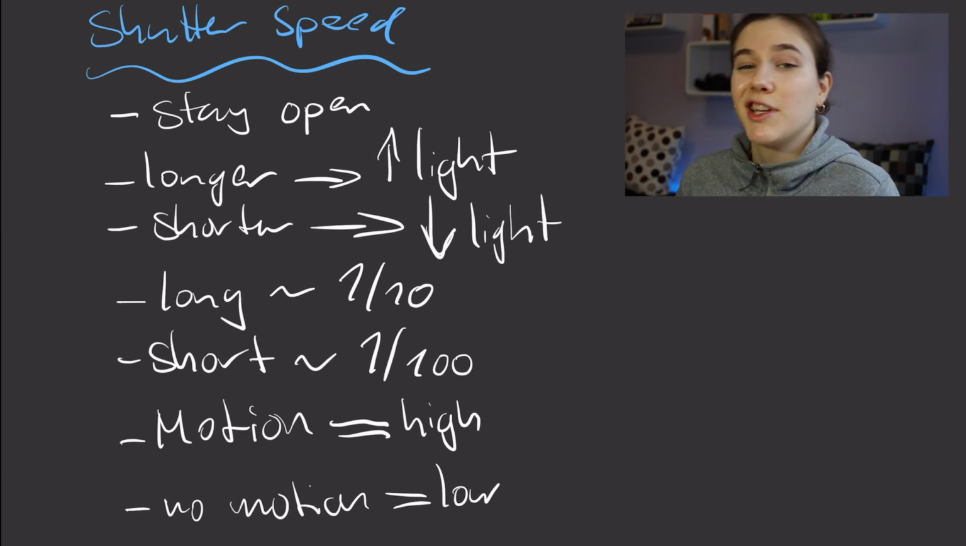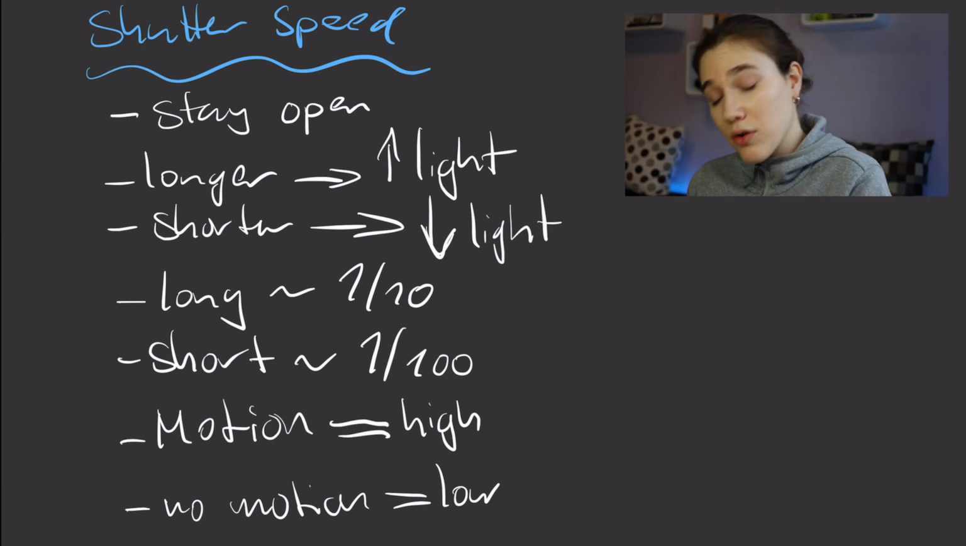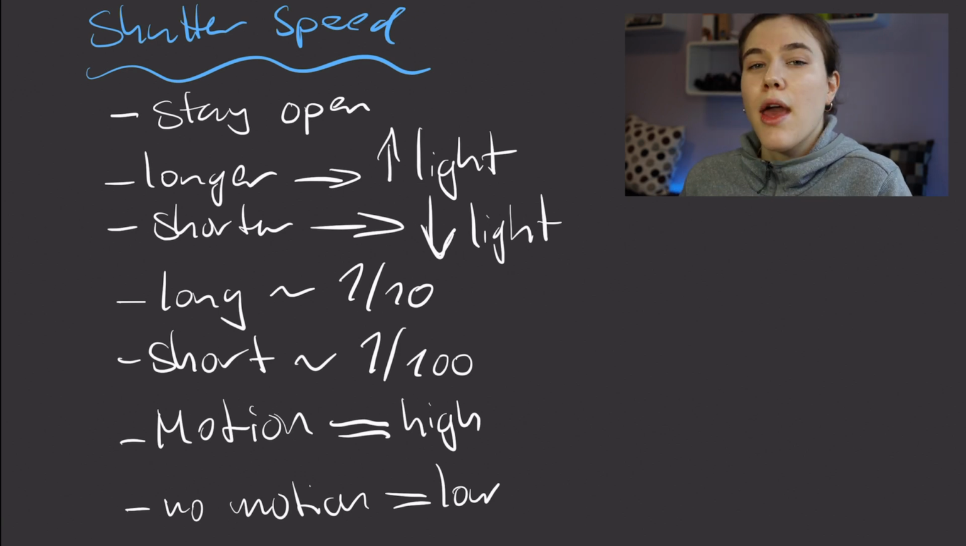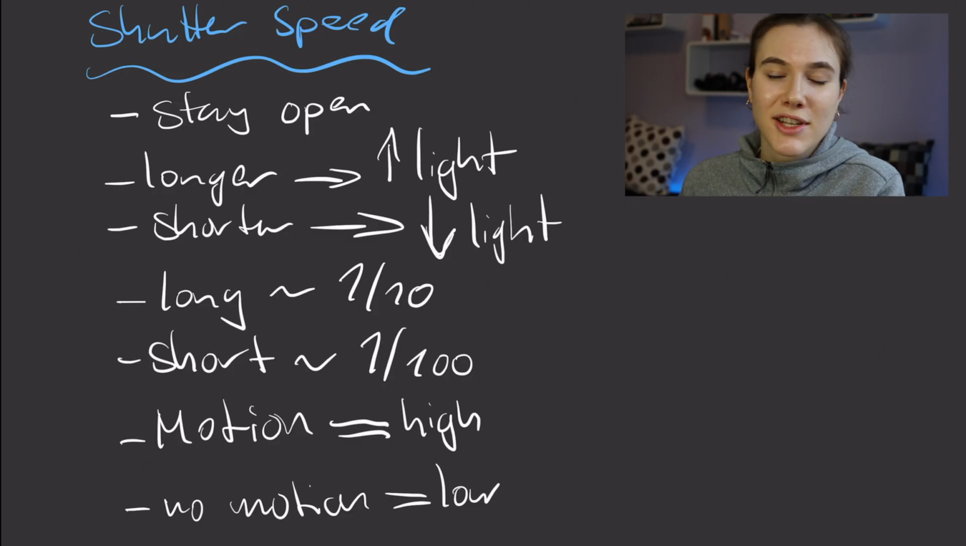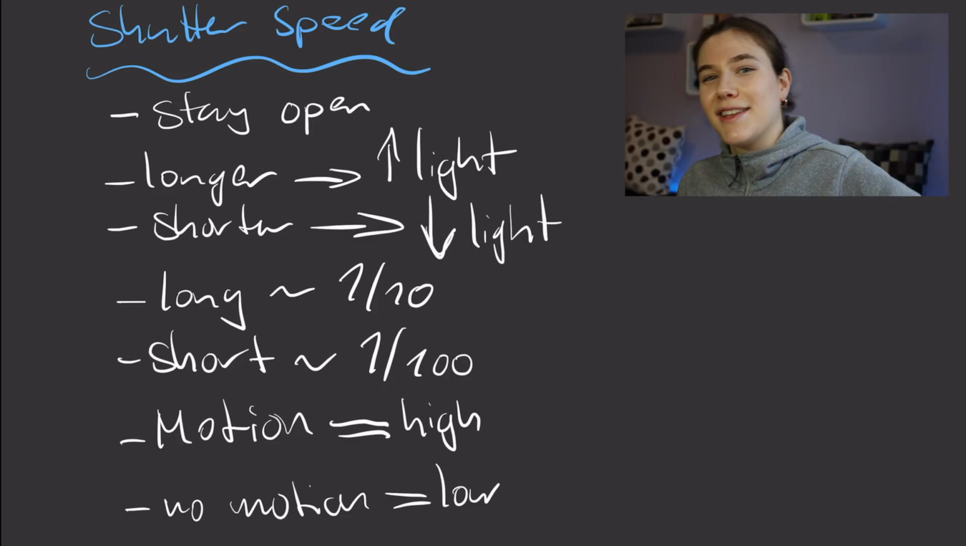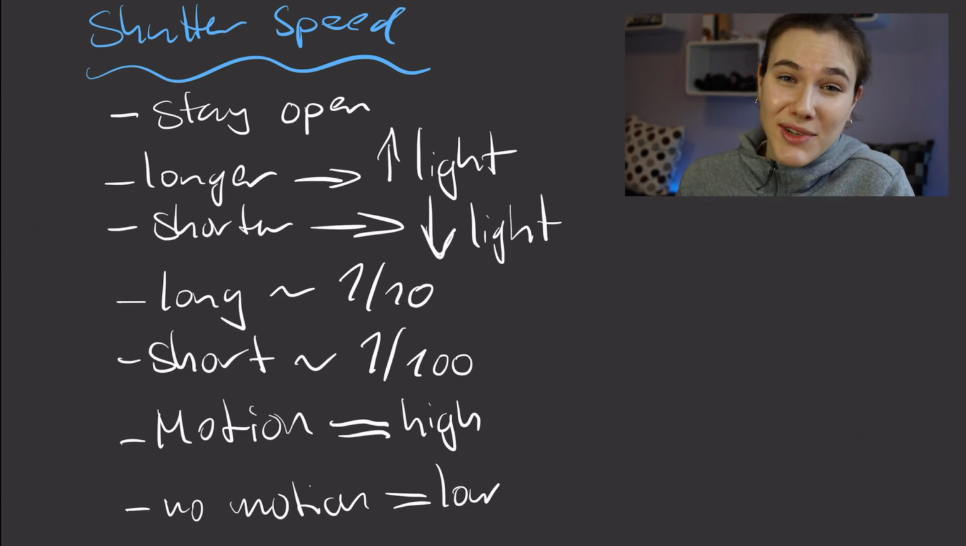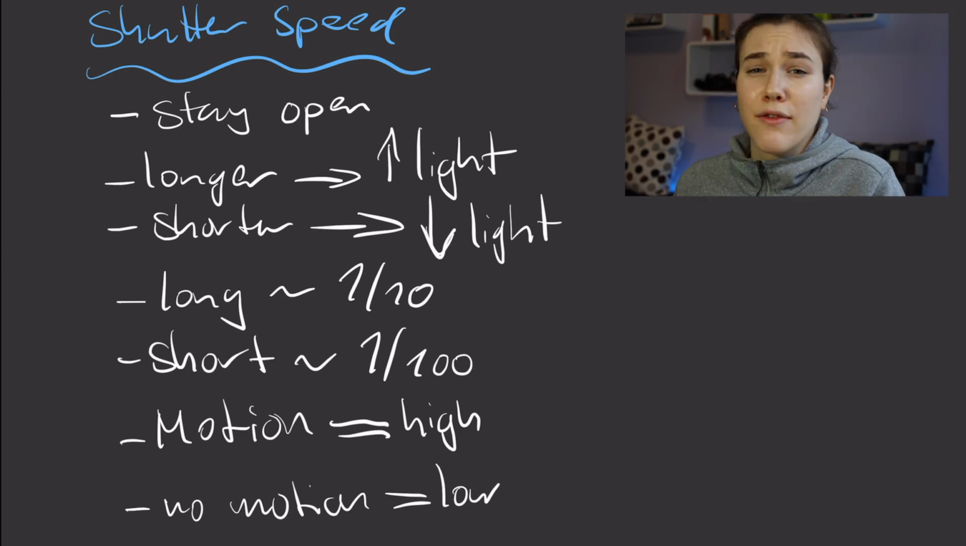If there is motion in your subject, you can also use a low shutter speed in order to get motion blur on purpose and get these really nice flowy waterfall shots, for example, or these really awesome long exposure shots of car lights on the highway or something. Those are also really sick, but in general, this is kind of what you want to stick to.